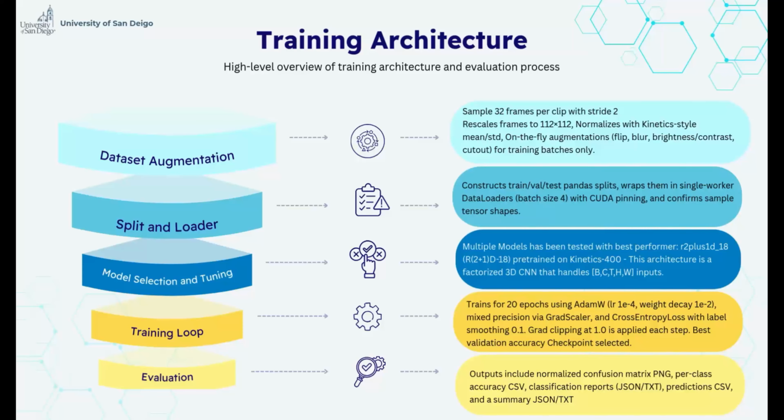For the data split, we create training, validation, and testing datasets and load them using PyTorch with CUDA pinning for efficient GPU training. For the model selection, we tested multiple architectures and selected the R(2+1)D-18, which is a factorized 3D CNN pre-trained on Kinetics-400.